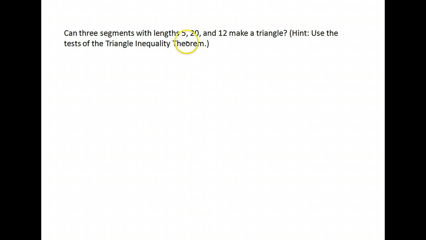Okay, next, can three segments of length 5, 20, and 12 make a triangle, yes or no? So let's set up our three tests. Let's pick our first two sides, 5 and 20. 5 plus 20 has to be greater than 12. Is it? Well, 5 plus 20 is 25, definitely greater than 12. So far we're at yes, but we have to check all three pairs. Let's check the next pair, 20 and 12. So 20 plus 12 has to be greater than 5. Well, 20 and 12 are both bigger than 5. You add them together, they're definitely going to be bigger, and we see that they are. So that checks out.